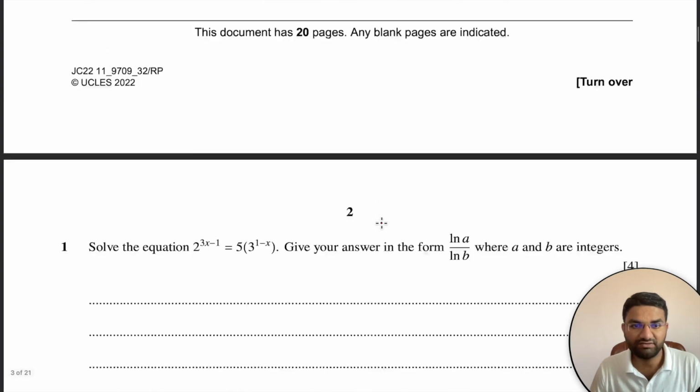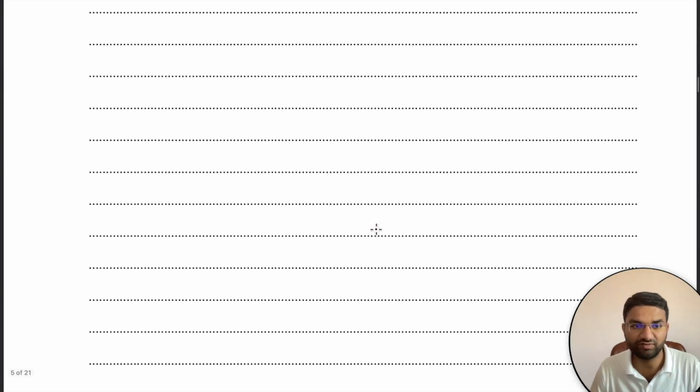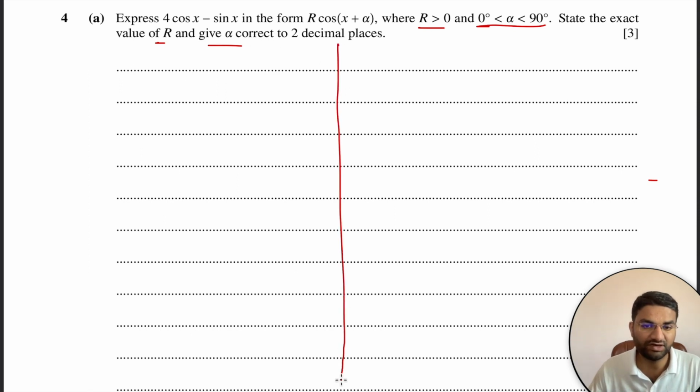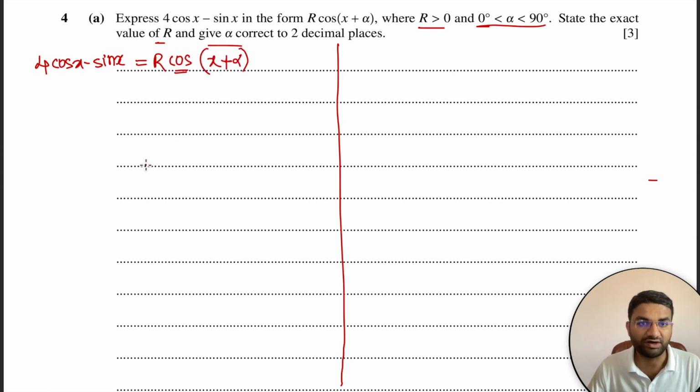Moving on to question number 4: express 4 cos x minus sin x in the form r cos(x plus alpha), r greater than 0 and alpha between 0 and 90. State the value of r and give the answer for alpha up to 2 decimal places. Here you have to compare 4 cos x minus sin x with r cos(x plus alpha). You have to expand cos(x plus alpha).